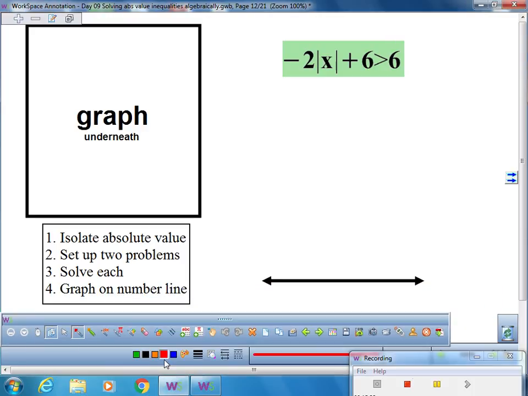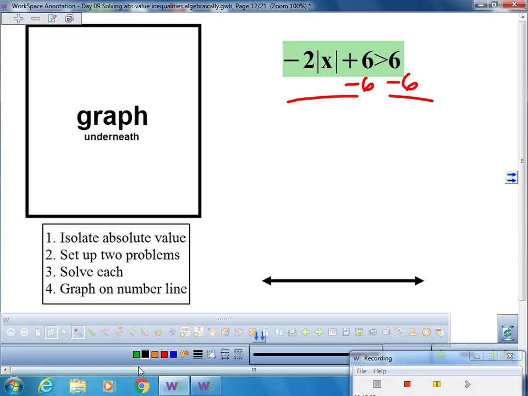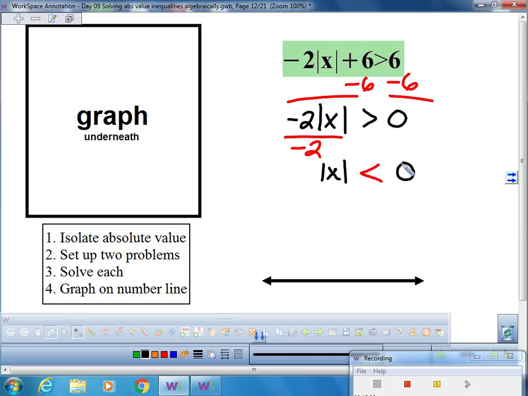Okay. All right. So the first thing I'm going to do is I'm going to get rid of the 6. I'm going to subtract 6 from both sides. Then I have negative 2 times the absolute value of x is greater than 0. I need to get rid of that negative 2, so I'm going to divide by negative 2. Once I divide, instead of this being greater, it's now going to be less than. All right, so absolute value of x is less than 0.